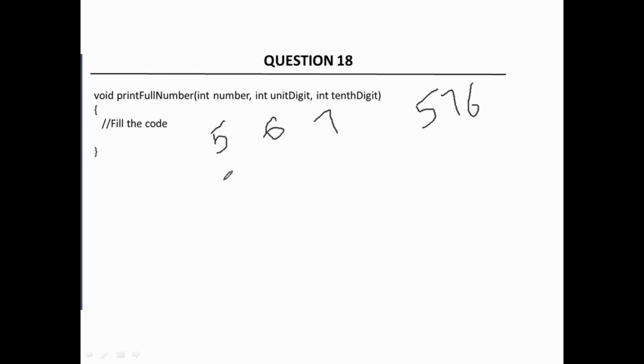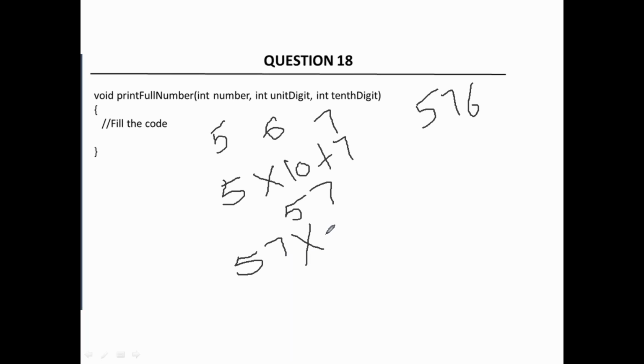What you should do, first of all, this 5 should be multiplied with 10. Afterwards, the tens digit should be added. So what you'll get is 57. Next, on multiplying 57 with 10 and adding the units digit 6, you will get 576. I hope you understood how you will get this.